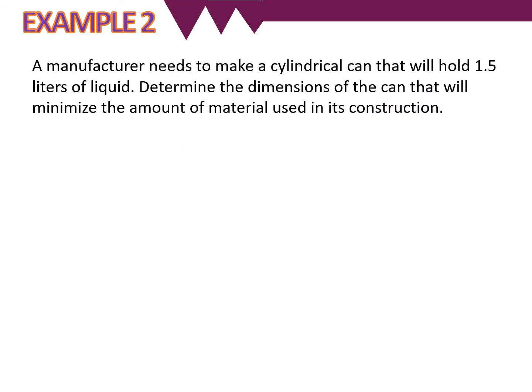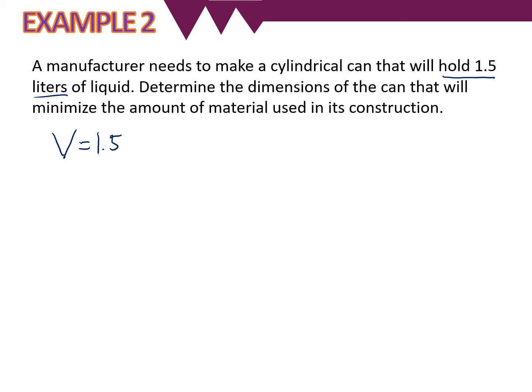Let's go with example 2. A manufacturer needs to make a cylindrical can that will hold 1.5 liters of liquid. Determine the dimensions of the can that will minimize the amount of material used in its construction. So we list all the information given, which is first very clear here, it says 1.5 liters, that means this is the volume. The volume is 1.5.